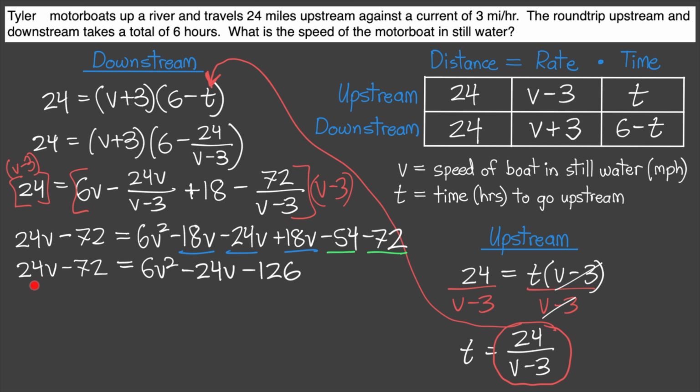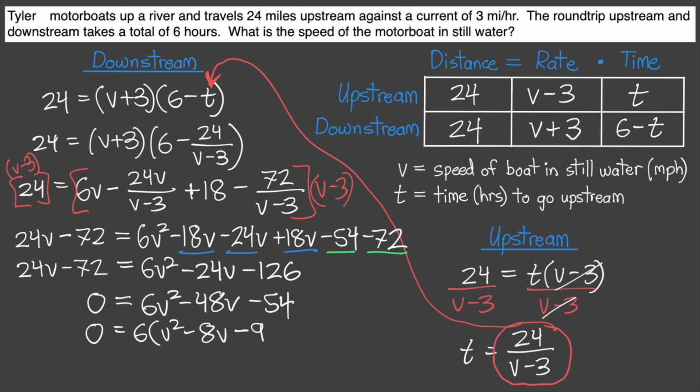So we are going to want to move these two terms to the right side. So we're going to subtract 24V and add 72 to both sides. And then when we do that, we will get 6V squared minus 48V minus 54. Okay, so now we have this quadratic. We can actually take out a 6. So let's go ahead and do that. So if we take out a 6, this will give us V squared minus 8V minus 9.